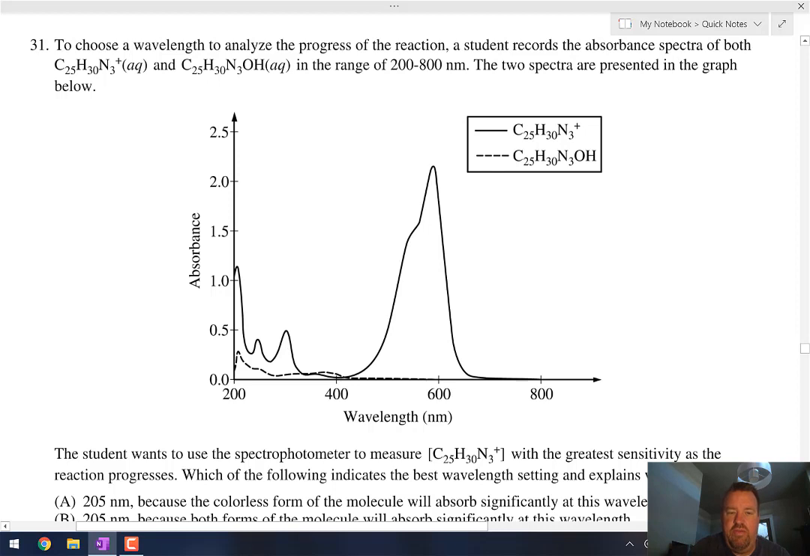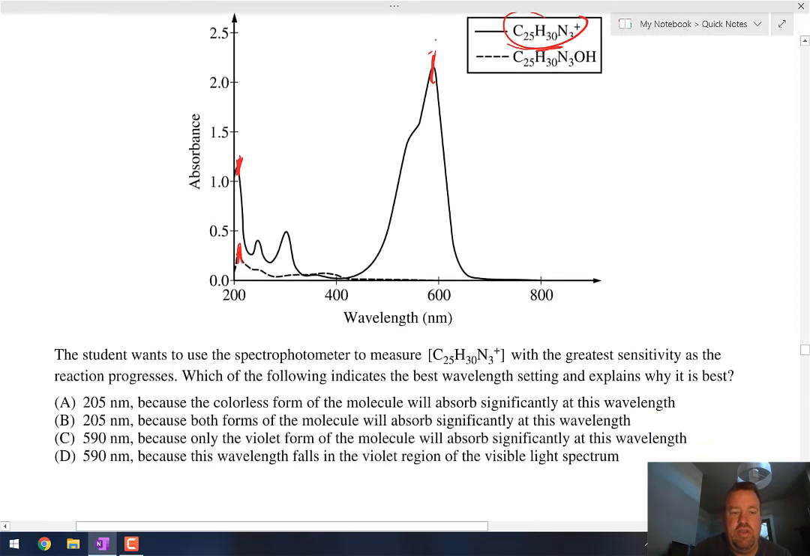We can see that we have two different molecules. One molecule, this first one here, its maximum absorbance is way down at 200 nanometers, and then, no, that's incorrect. The dashed line, yes, is here. The solid line, this one here, its maximum absorbance occurs at a wavelength of right around 600 nanometers.